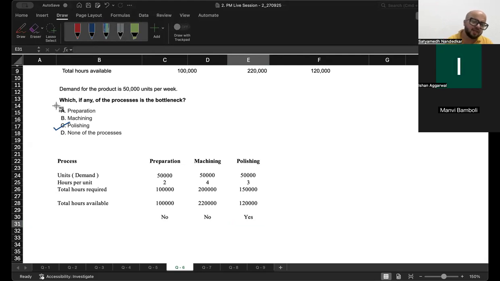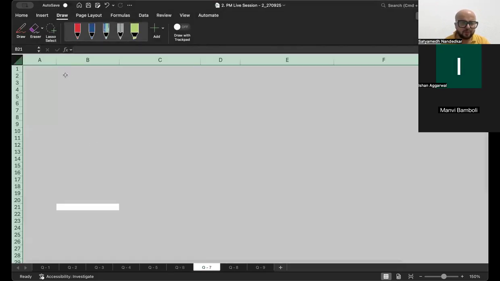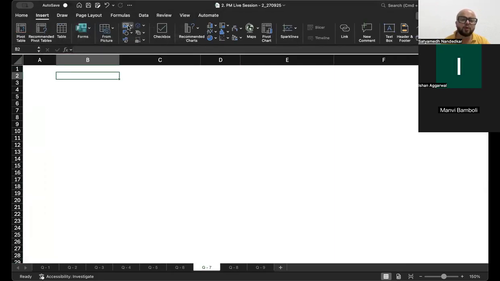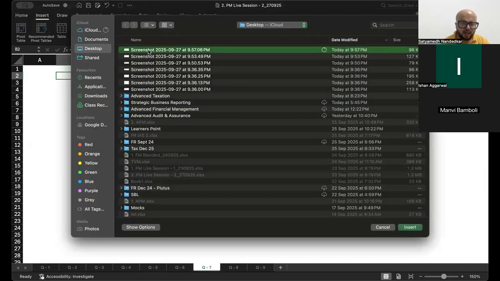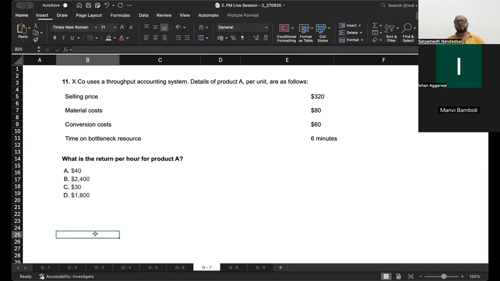The next question again is slightly connected with the bottleneck resource discussion. थोड़ा सा उसमें थ्रूपुट पर फैक्ट्री आर, रिटर्न पर फैक्ट्री आर वाला वो कॉन्सेप्ट है. ठीक है? Have a look at this one. X company uses a throughput accounting system. Details of product A per unit are as follows: selling price 320, material cost 80, conversion cost 60, time on bottleneck resource 6 minutes. What is the return per hour for product A?